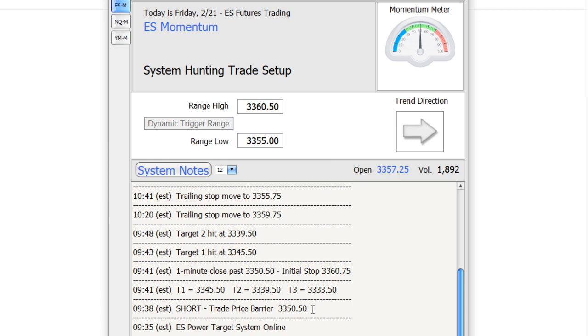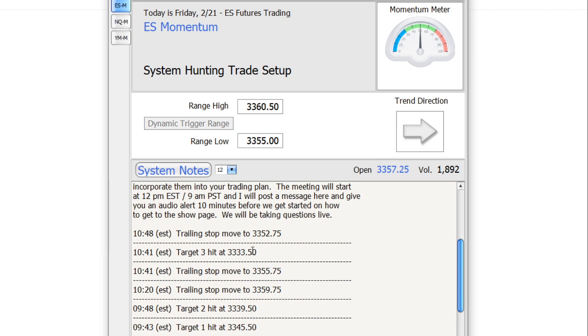So anyway, here's my point. 3349.75 was the actual fill price, right? And target one here was 4.25 points past what you would have got filled at. Target two was 10.25 points past what you would have got filled at, right? And target three, which it actually hit, look at that, was 16.25 points past your actual fill.